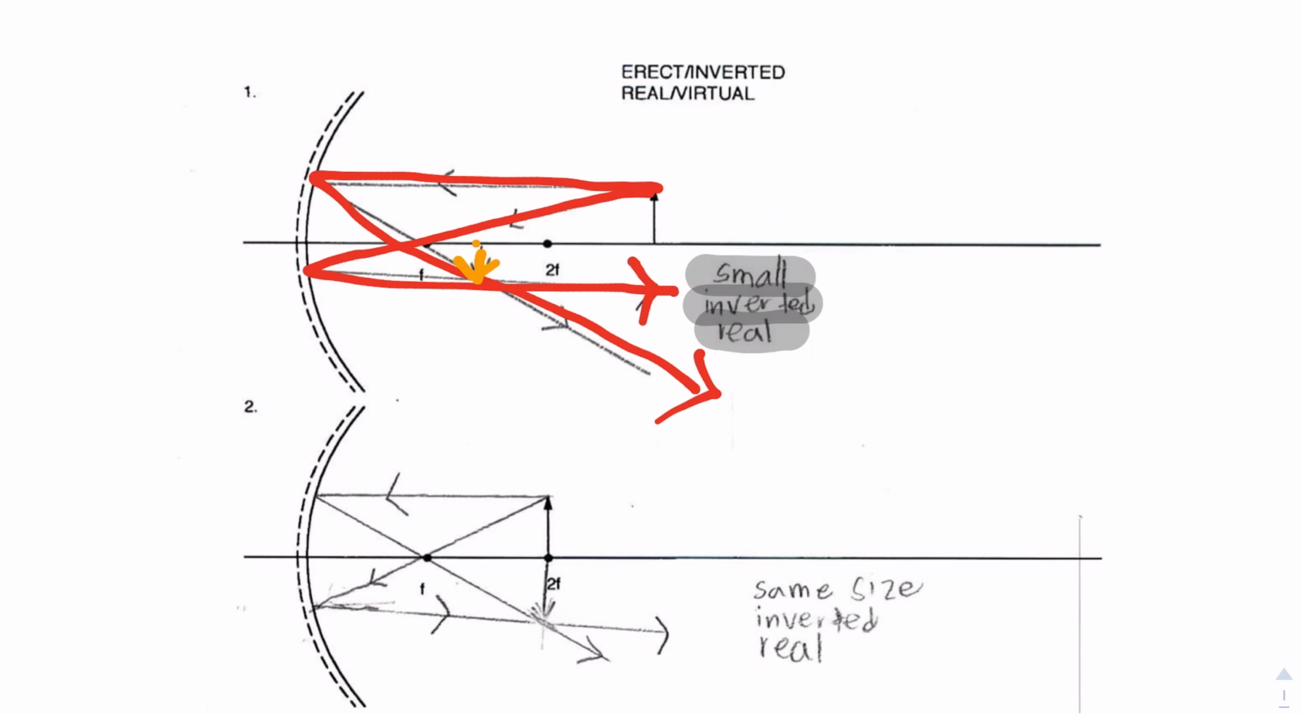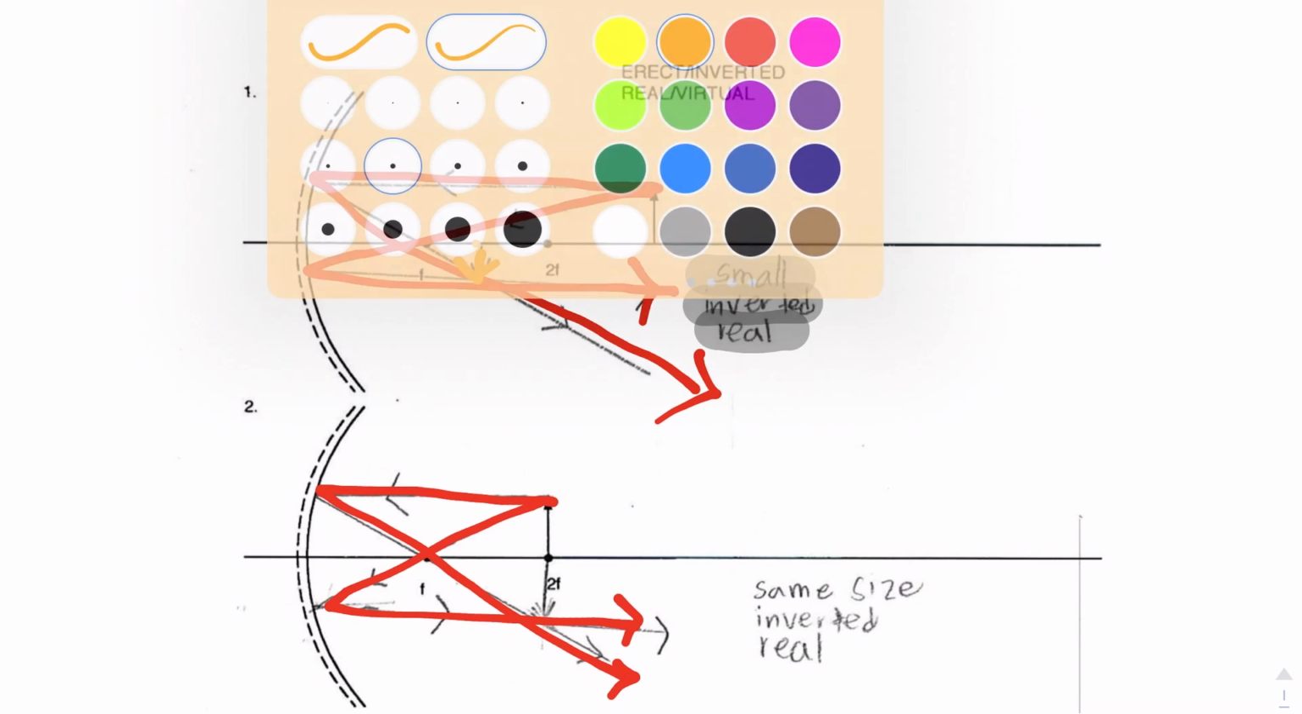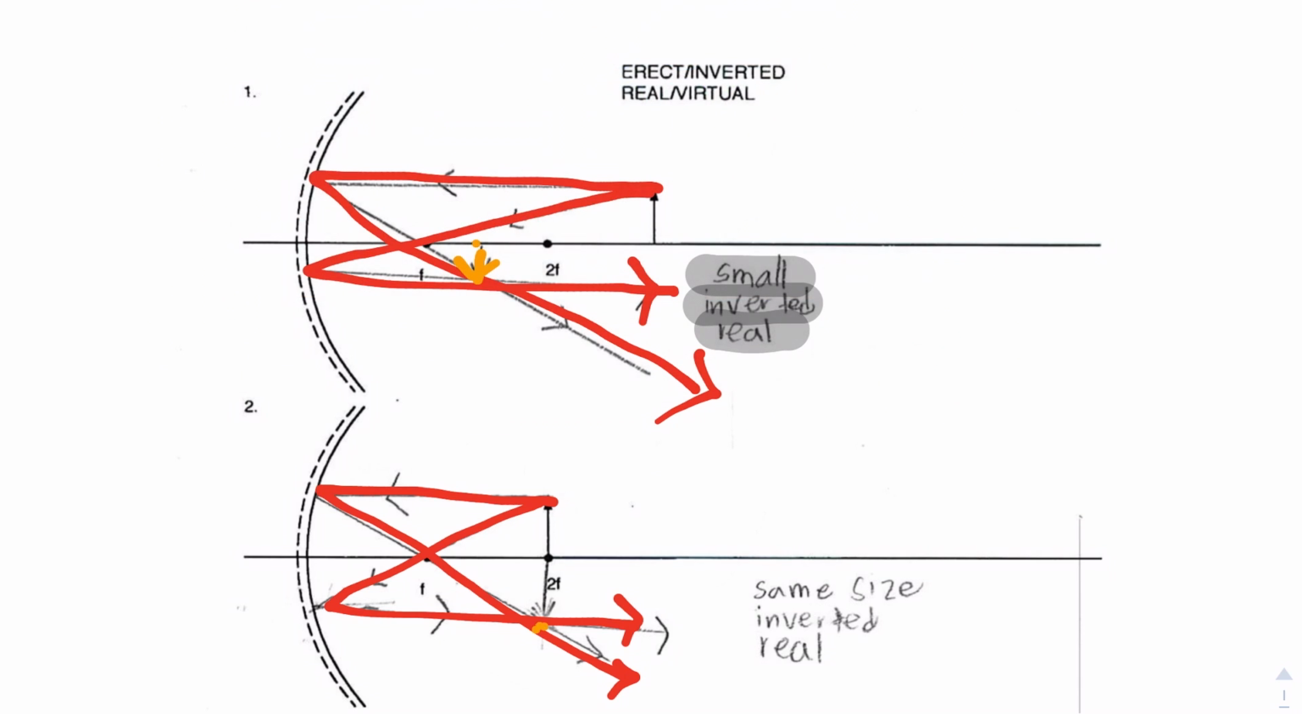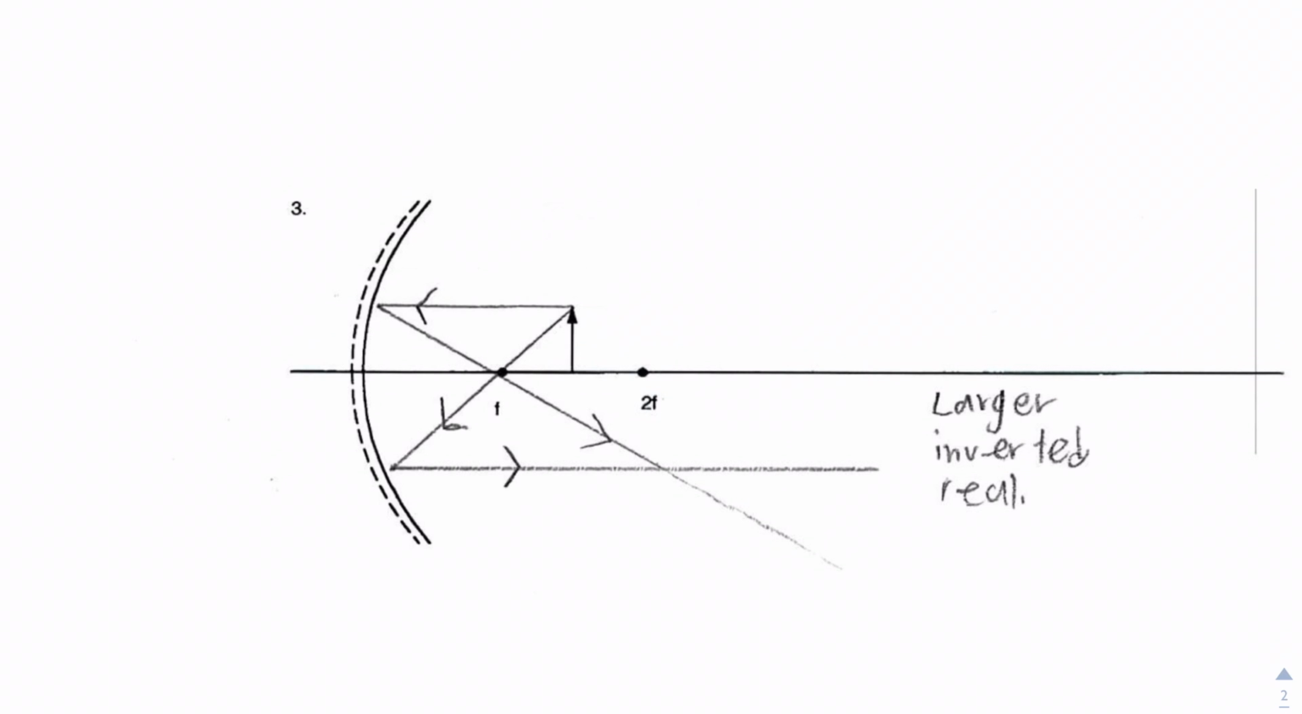Over here, the object is exactly at the center of curvature. Now let's draw our parallel and focal rays. Now as you can see here, the image is exactly at the center of curvature. However, it is inverted. So key things to take away from this example is that the image is the same distance as the object from the mirror. However, it is inverted and it is the same size. Now let's move on to the third example.